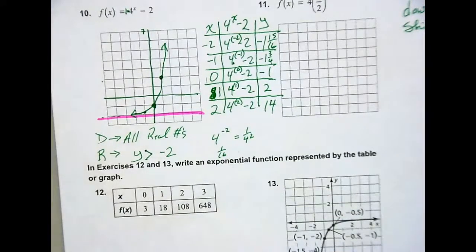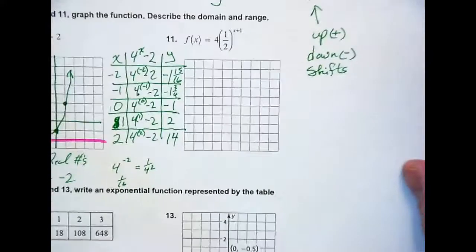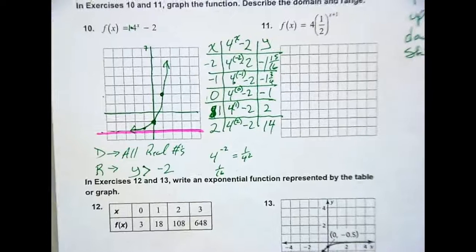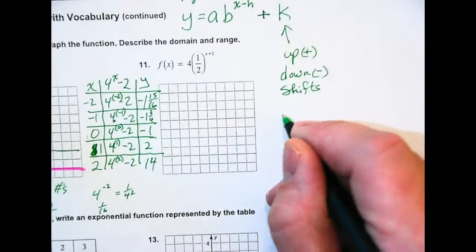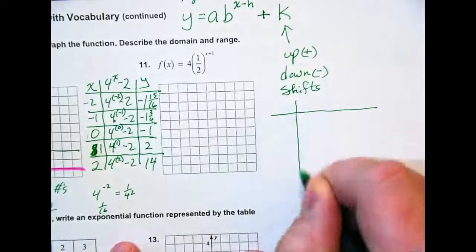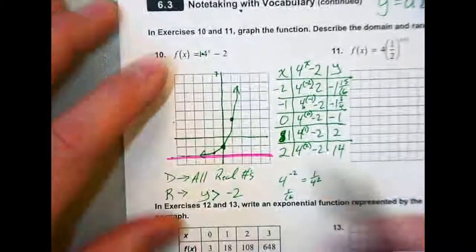All right. Number 11. Any questions on that one? Okay, number 11. We're going to do a k shift here, or an h shift, excuse me. Oh, hold on. We better tie this to what we're doing.